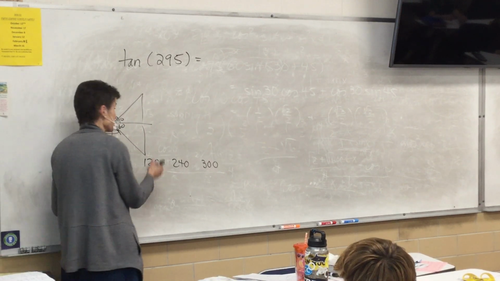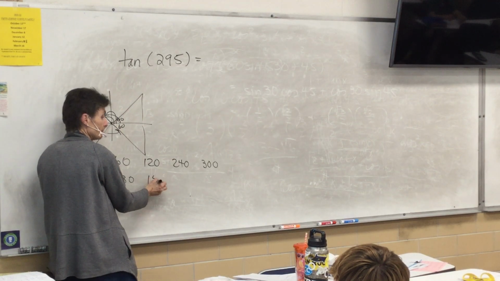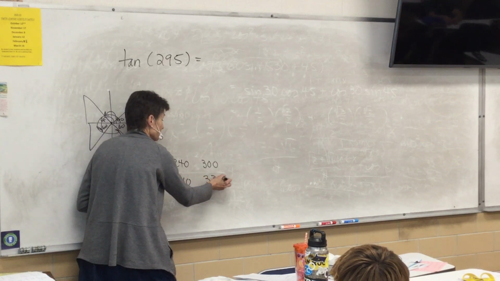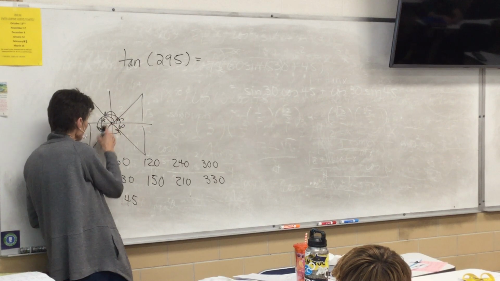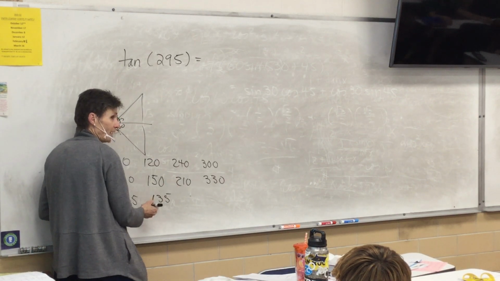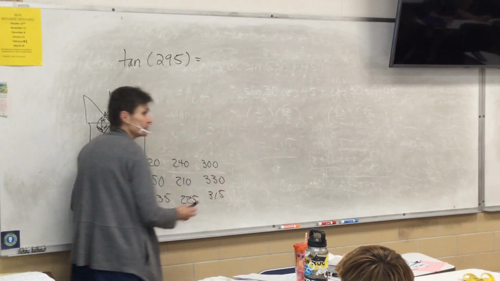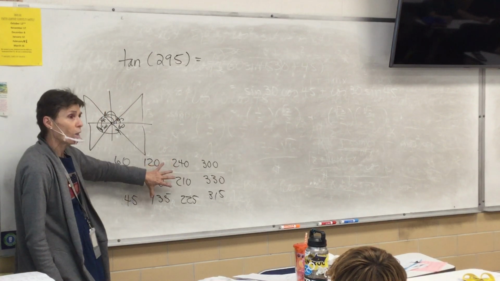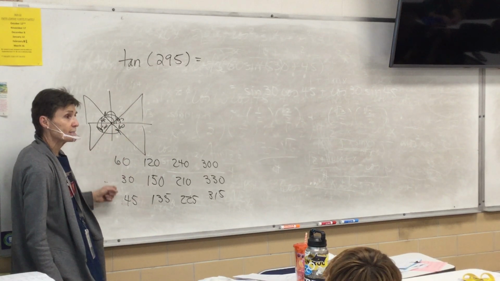What are the 30s? 30, and then over here it would be 150, 210, and 330. And what are the 45s? If all these were 45, it'd be 45, 135, 225, and 315. Those are these angles. If you draw them, you will get a reference angle that is either 60, 30, or 45.